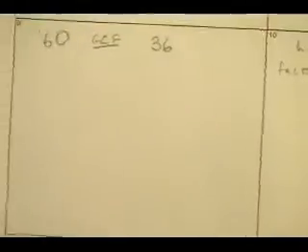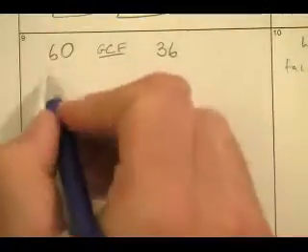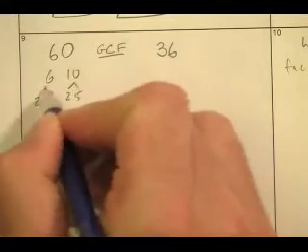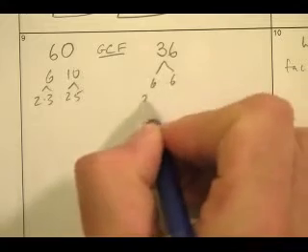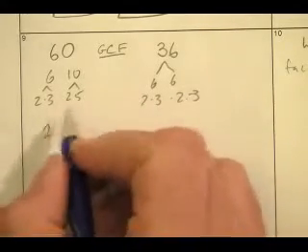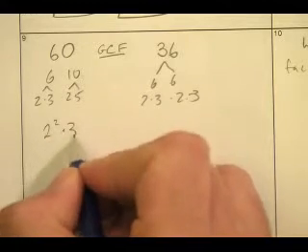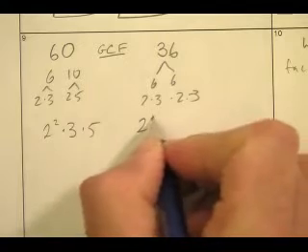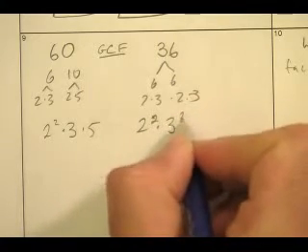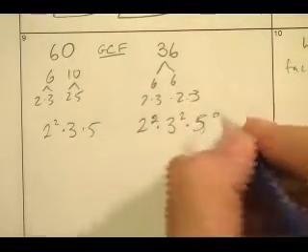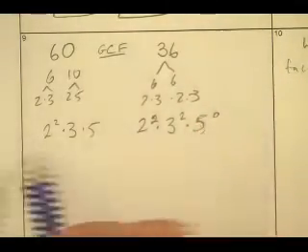So for instance, let's do it here. GCF of 60 and 36. Well, we get 6, 10, 2, 3, 2, 5. Right. Here we have 6, 6, 2, 3, 2, 3. Okay. So here we have 2 squared times 3 times 5. Here we have 2 squared times 3 squared times 5 to the 0 I'm going to put it because that number's 1. And I'm going to say, all right, what's the smallest?